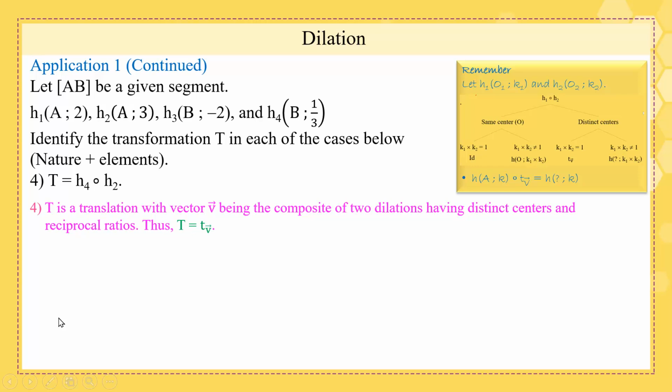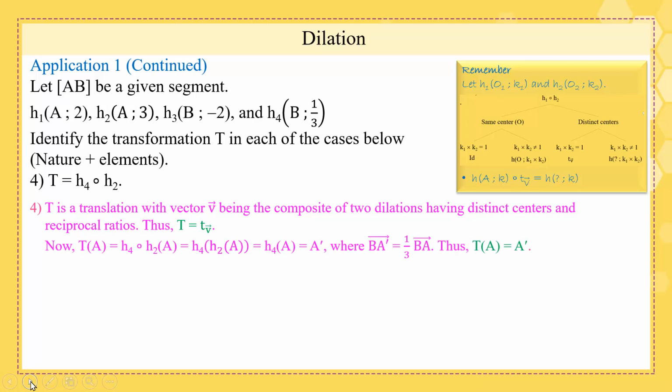We will use the same technique as the previous part by finding the image of the center of H2 by T in order to define this vector V. Now, T of A equals H4 round H2 of A, equals H4 of H2 of A, equals H4 of A, because H2 of A is A, since A is the invariant point with respect to H2. Finally, H4 of A equals A prime. That means, using the definition of a dilation, BA prime equals 1 over 3 BA. Thus, T of A equals A prime.